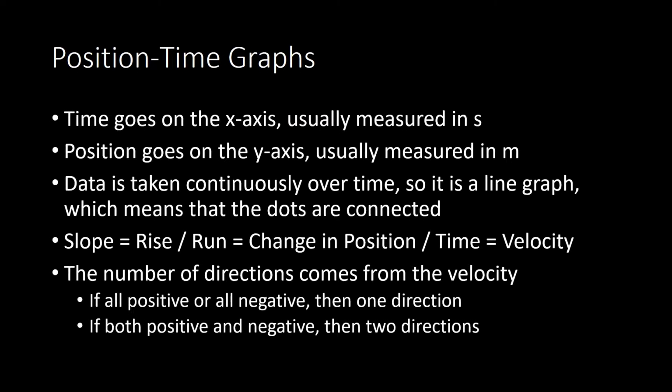The number of directions that the object moves in comes from the velocity, so if the slopes are all positive or all negative, it moved in one direction. If there are both positive and negative slopes, then you have two directions. That's the maximum number of directions you can show on a position time graph: two directions. It can either go positive or negative, that's it, nothing else, or stand still.